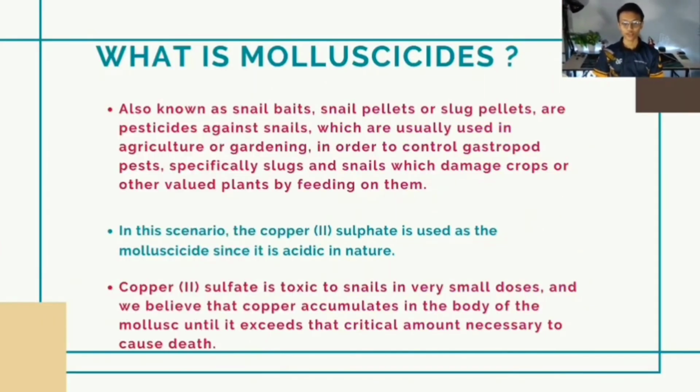Next, what are molluscicides? They are also known as snail baits, snail pellets, or slug pellets, which are pesticides against snails, usually used in agriculture or gardening in order to control gastropod pests, specifically slugs and snails which damage crops or other valued plants by feeding on them. In this scenario, copper sulfate is used as the molluscicide since it is acidic in nature. Copper sulfate is toxic to snails in very small doses, and we believe that copper accumulates in the body of the mollusk until it exceeds the critical amount necessary to cause death.